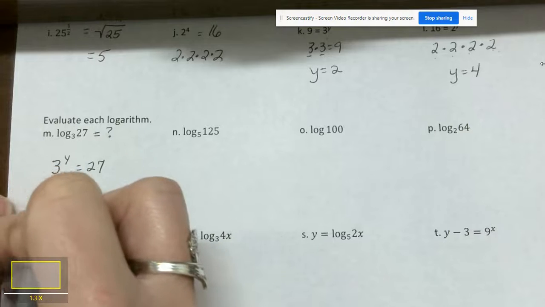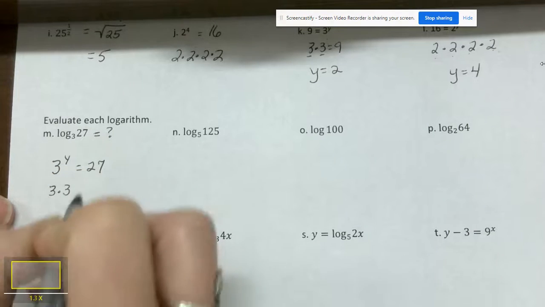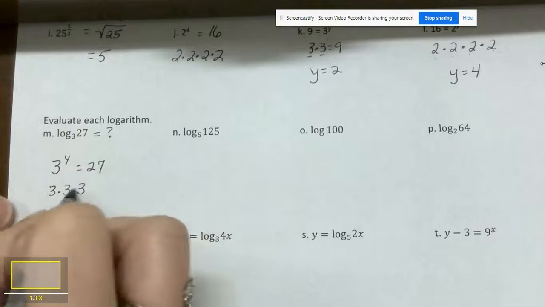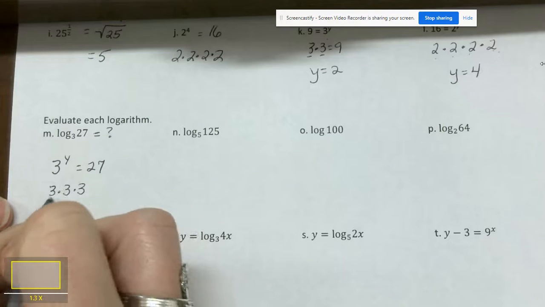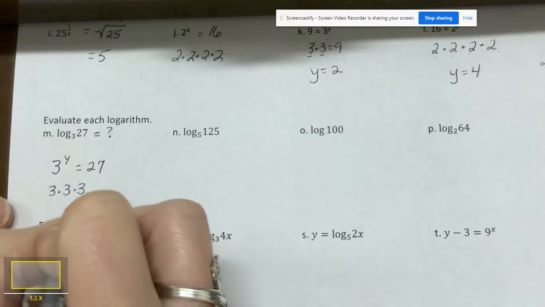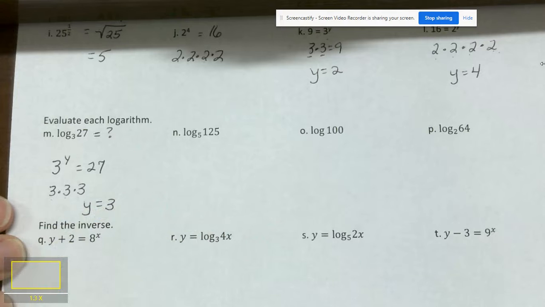Well, let's think about that. 3 times 3 is 9, times 3 gives me 27. So I wrote the number 3 down 3 times, so that means my y here is equal to 3.